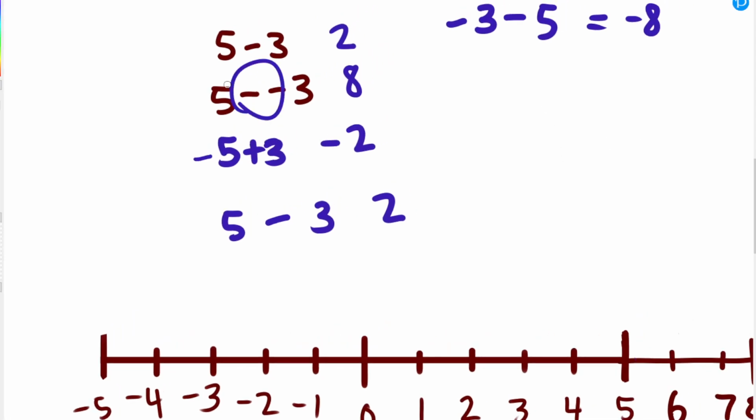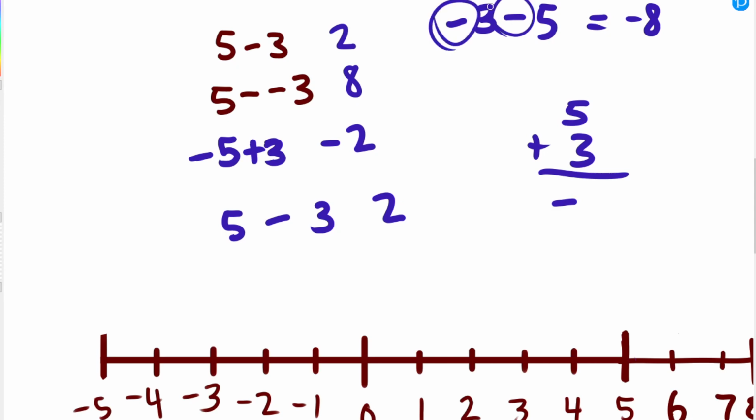We only can turn it into a positive when they're right next to each other. When it's something like this, it's exactly the same as saying 5 plus 3, but we keep the negative. When we have 2 of the same signs together on our 2 terms, we can basically add them and keep the sign. That's the same for 3 plus 5.